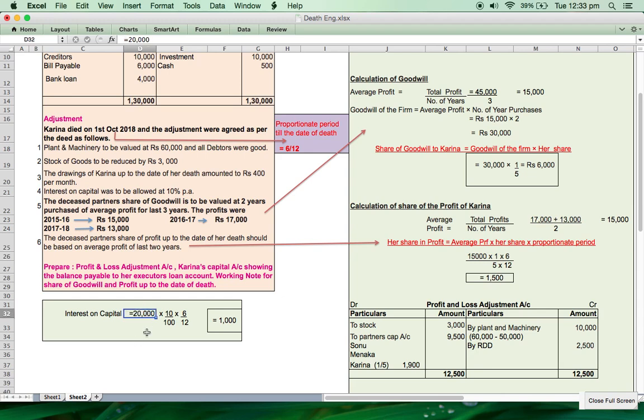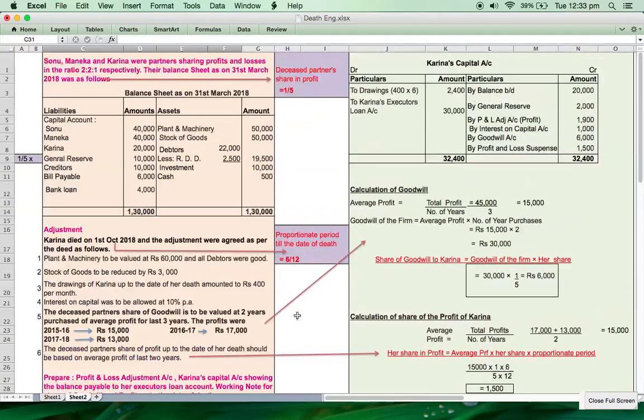20,000 rupees is her capital into 10%, means 10 upon 100, and this capital we need to calculate only for 6 months. So we are going to multiply this by the proportionate period, which is 6 upon 12. After giving effect to this calculation, you would get the final amount, rupees 1,000, as interest on capital. That we are going to show at the credit side of Karina's capital account. We are going to write it as by interest on capital 1,000.